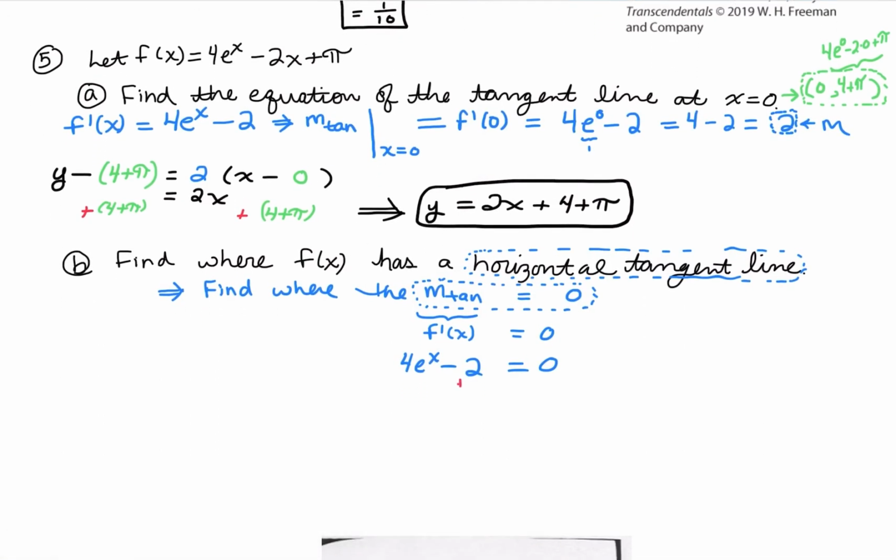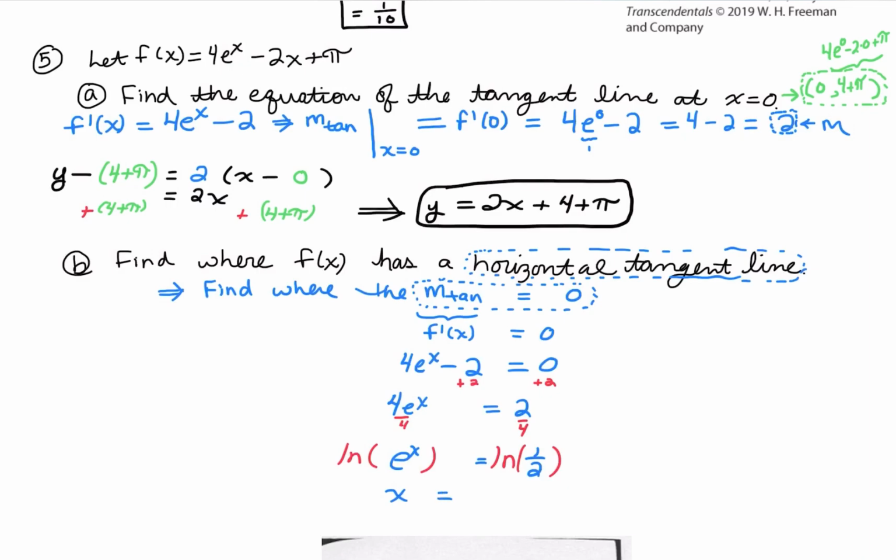So simply, adding 2 to both sides, we're going to have our 4e to the x is equal to 2. And then just dividing both sides by 4, we're going to have e to the x equals a half. And then the all-important part, remember to solve an exponential equation, to get out of the exponent, you're going to go ahead and take the natural log of both sides here. Natural log of e to the x is just x. That's why we did that.